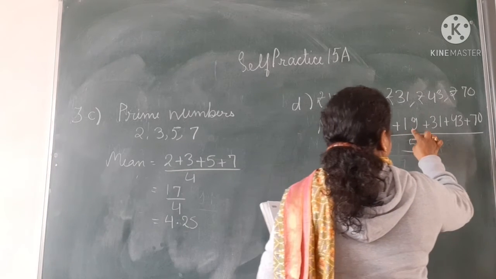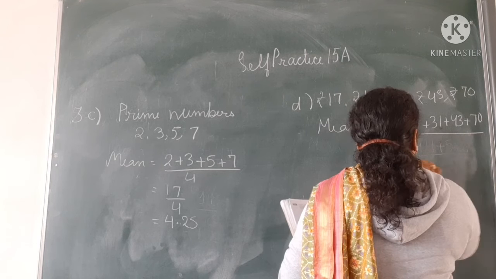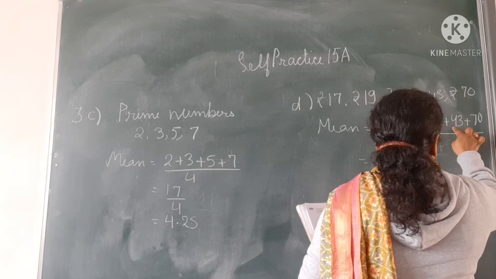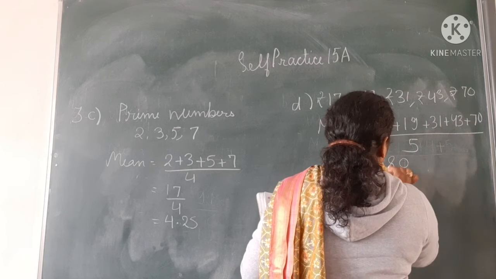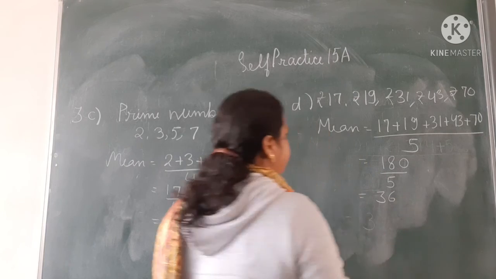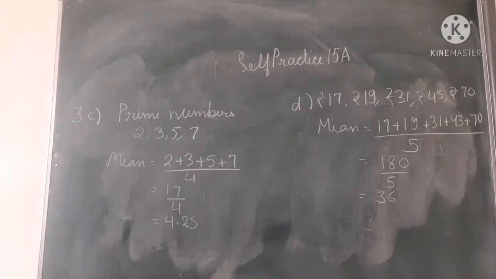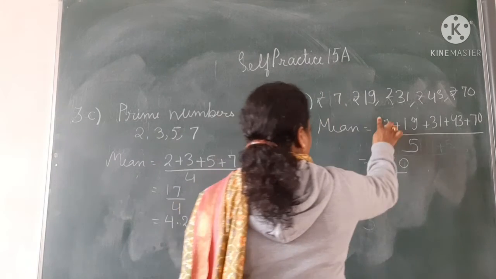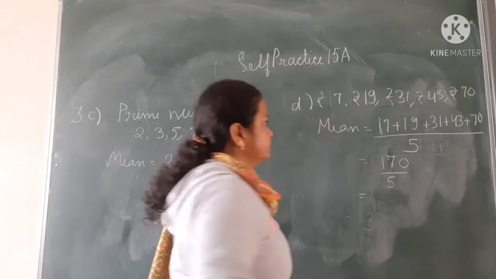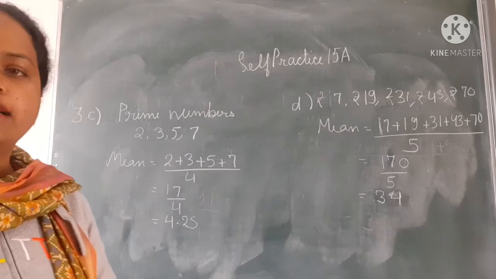So 7, 9, 16, 16, 17, 18, 19, 20. Carry 2, 3, 4. 4 plus 3, 7. 7 plus 4, 11. 11 plus 7, 18. 180 upon 5. So 5 threes are 15. 5 sixes are 30. So how much will be the mean? Your mean will be 36. Okay? Satisfied? So you will get 170, na? 34 will come, na?